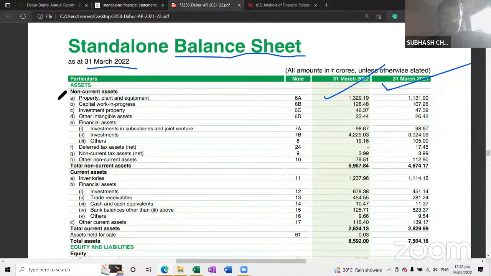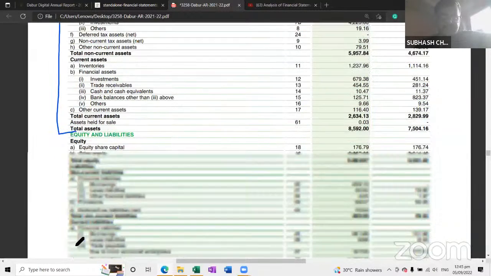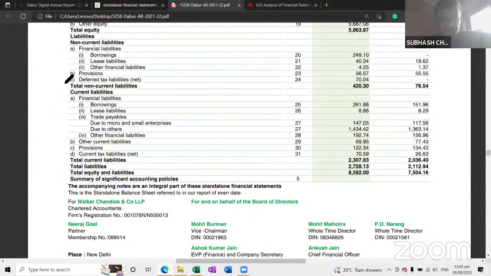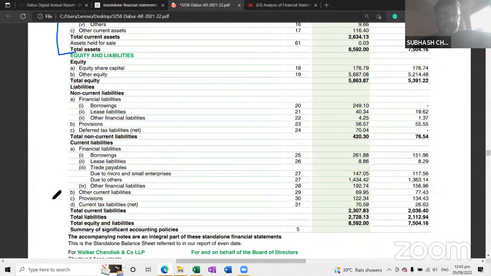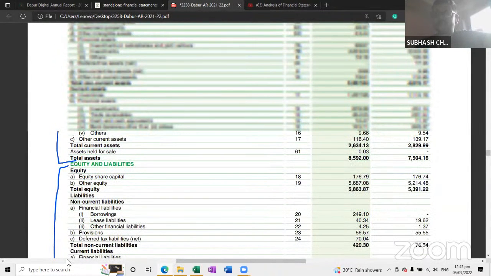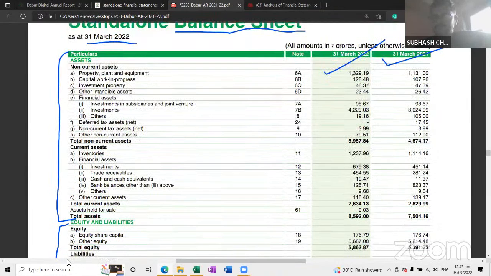Now this is the vertical format. Very simple. The first part is the assets, and the next part is the liabilities. If you are not good with this vertical statement, just try to understand it from the horizontal point of view. This one is your liability side and this one is your asset side. That's it, the vertical representation. Later on we will understand the vertical one, don't worry.